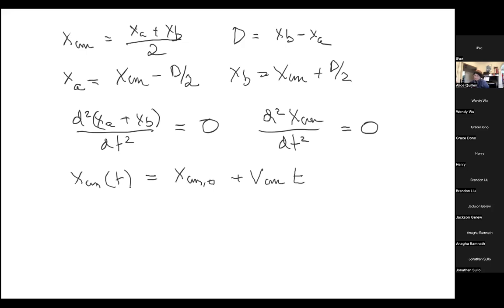So instead of adding the two equations of motion, we can subtract them. And if you do that, you get this. You get an equation for the distance between the two masses that looks like this.